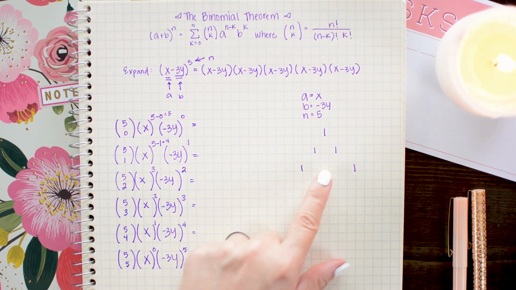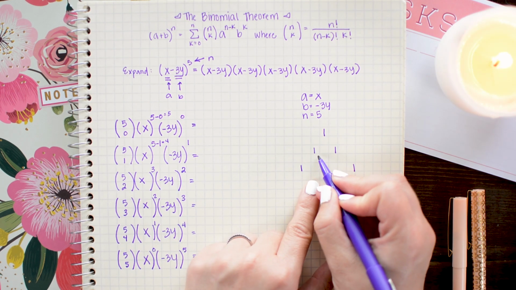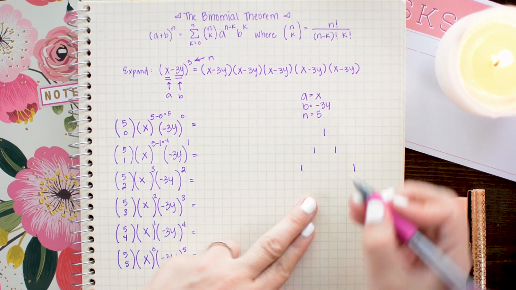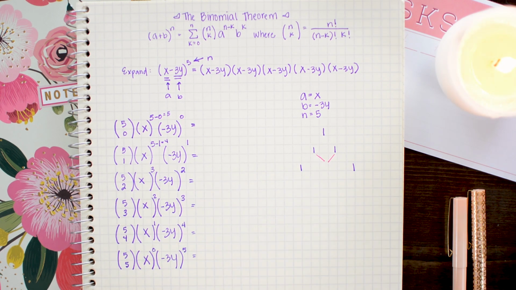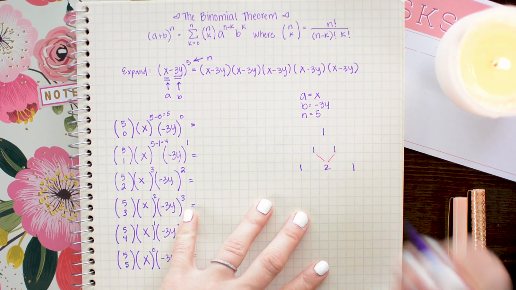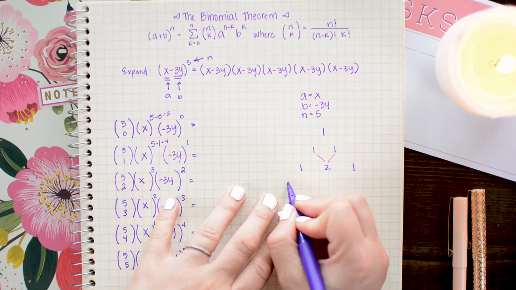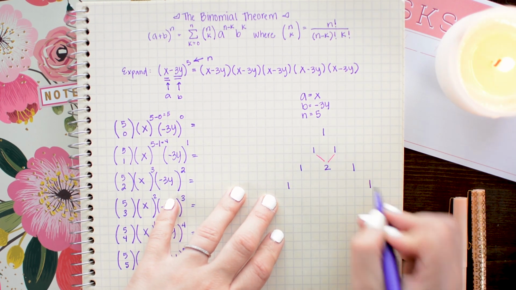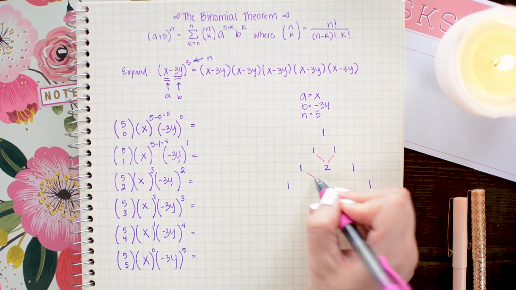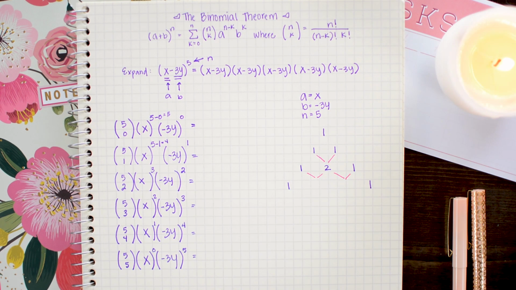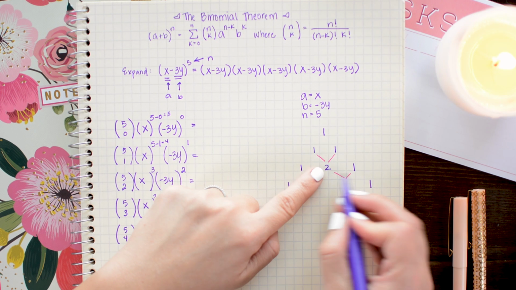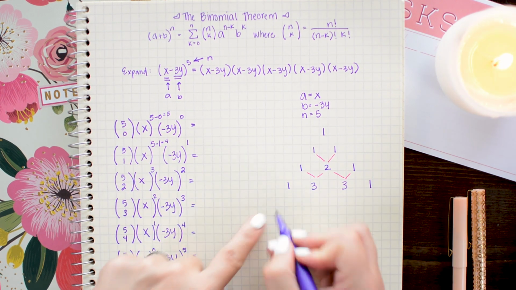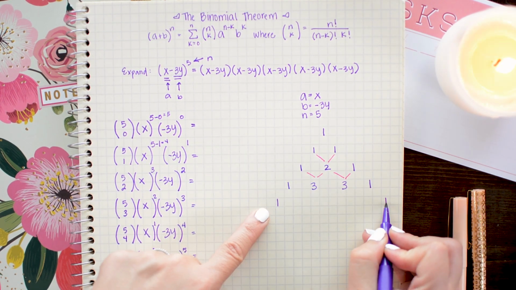And then in between I'm going to just add together the 2 numbers above it. So I get 2. Let's do another row. So I'd have 1 on the ends, and then I would add like this. So 1 plus 2 is 3, and 2 plus 1 is 3. So again, another row, I'd do 1s.